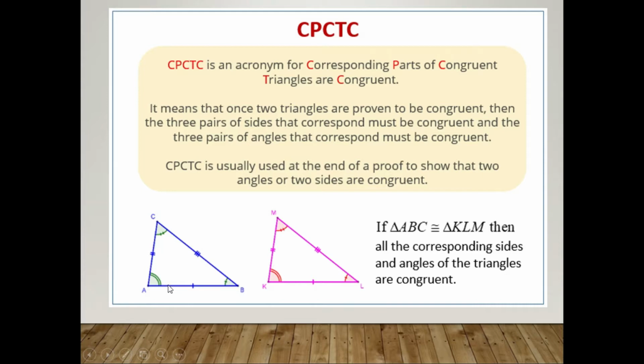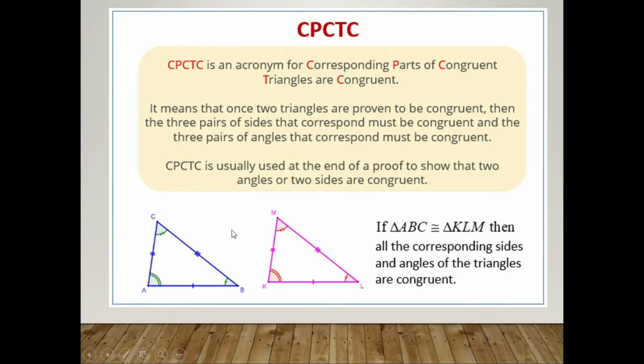Then for the angles naman, we have this one. Angle B is congruent to angle L. Then for the second given, we have angle A is congruent to angle K. And last is angle C is congruent to angle M. Now, if you show the three sides and three angles that are congruent in the two triangles, then we can use the CPCTC as proof to show that these two triangles are really congruent.